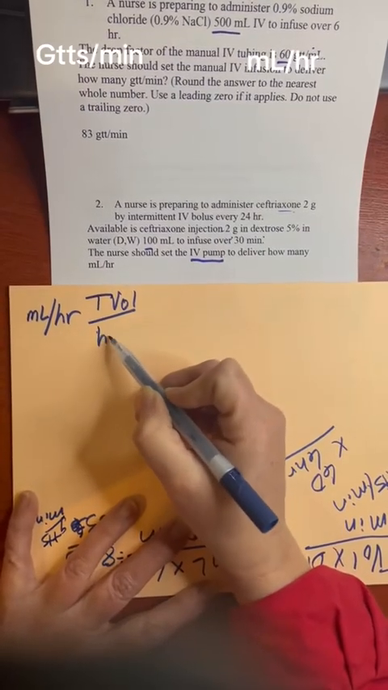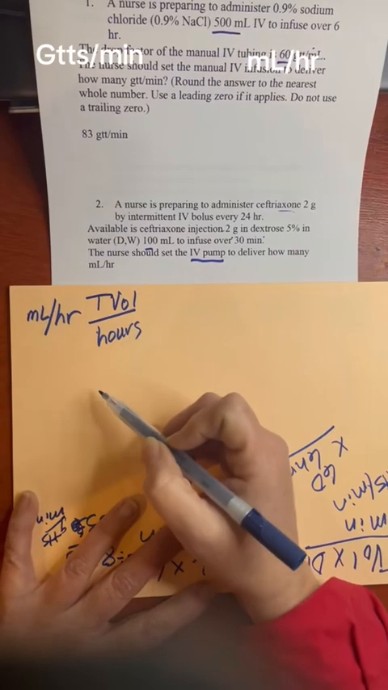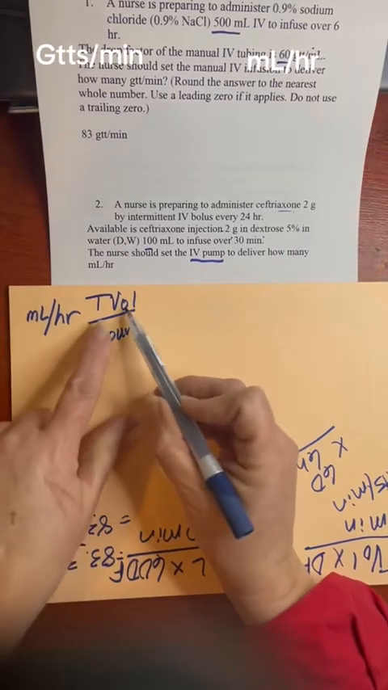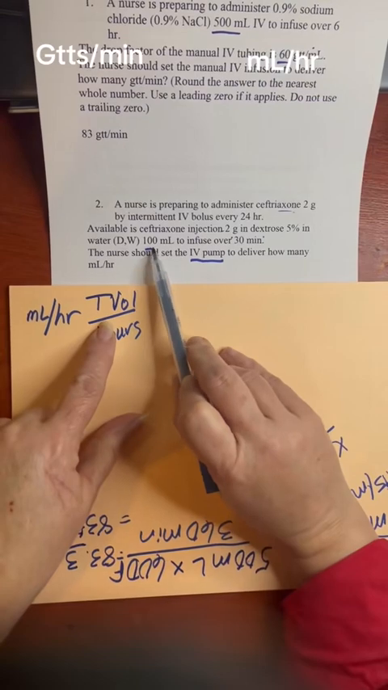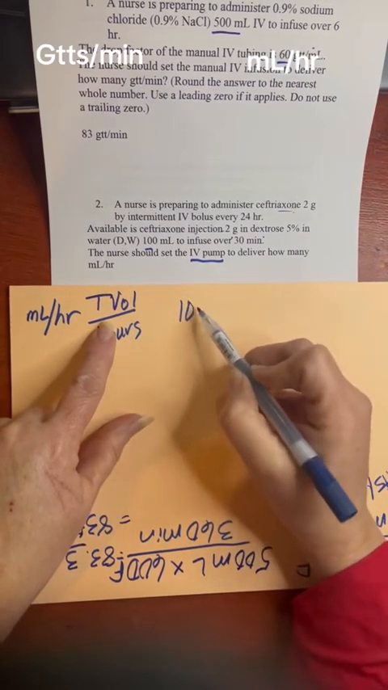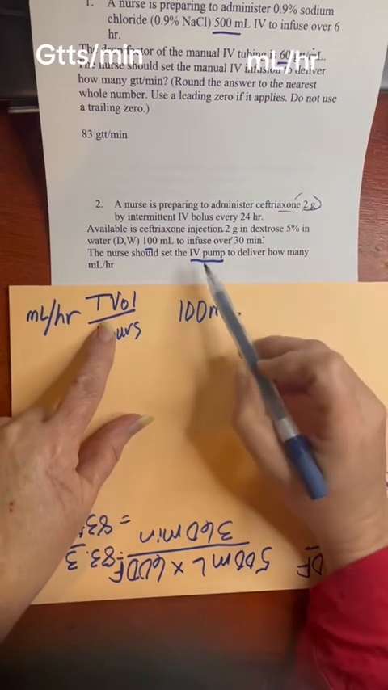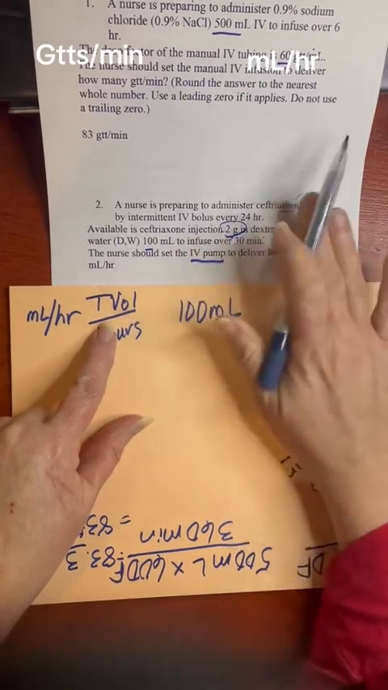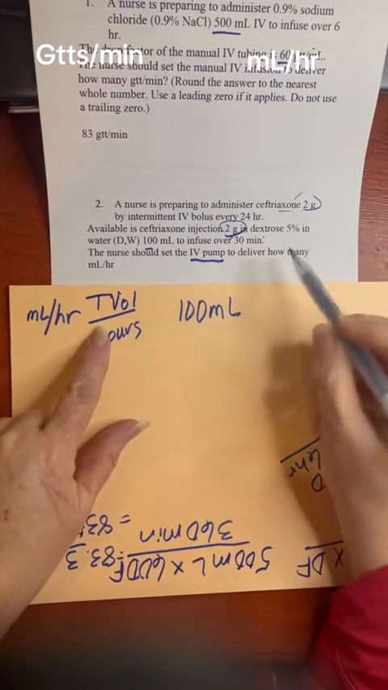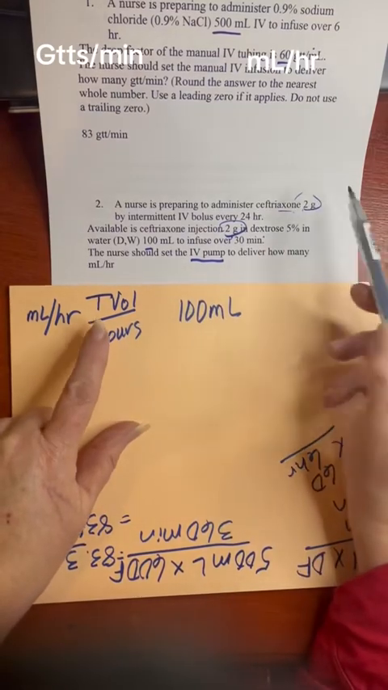And the formula for that is the total volume divided by the time in hours. Okay? So what's our total volume? 100 milliliters. Look, you see that 2 grams right there? And that one right there? They're distractors. So don't let them distract you.